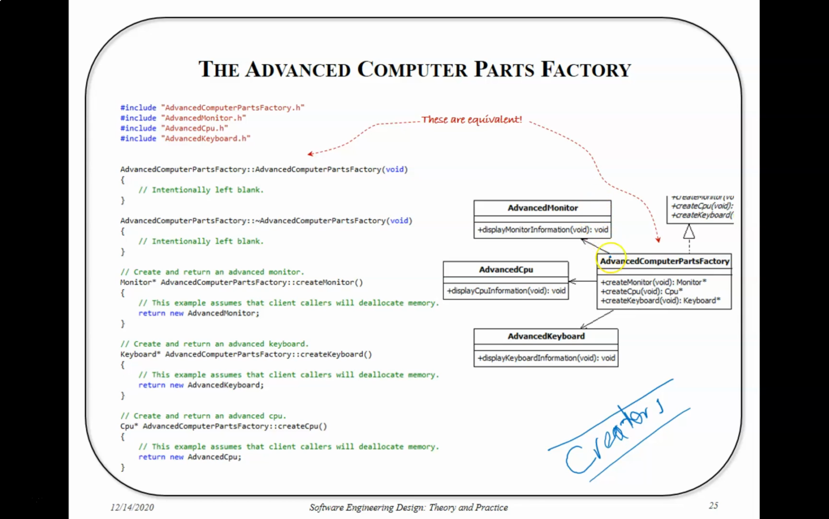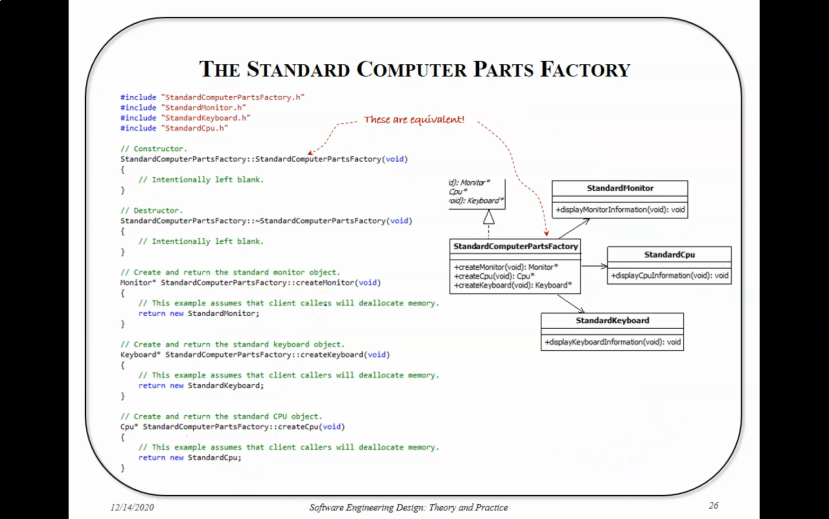Okay, so for the creators, here we have the advanced computer parts in this example. The advanced computer's create monitor will create the object of the advanced monitor, create CPU will create the object of the advanced CPU, and create keyboard will create the object of the advanced keyboard. This is the product family for the advanced computer. And then this one is for the standard computer. So we have a standard monitor, standard CPU, and a standard keyboard. The same thing: it will create the monitor, create the keyboard, and create the CPU, returning the standard CPU, the standard monitor, and the standard keyboard.